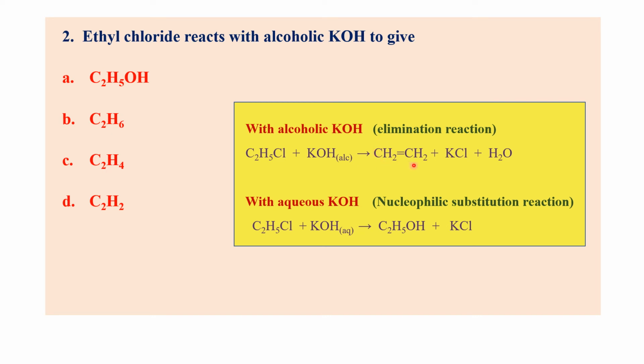Here ethene is produced, here ethyl alcohol is produced, but we will look thoroughly at the question, that is alcoholic potassium hydroxide. So alcoholic potassium hydroxide will result in ethene. So the answer is C.